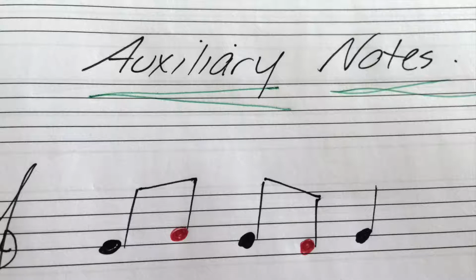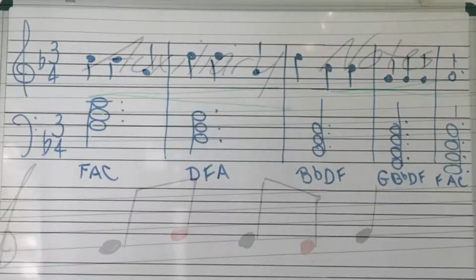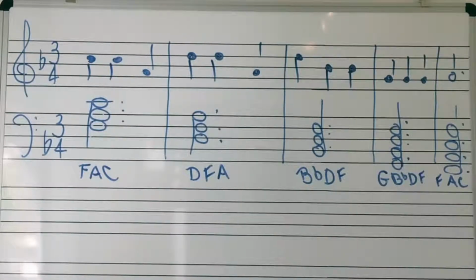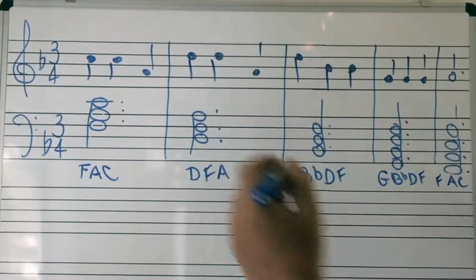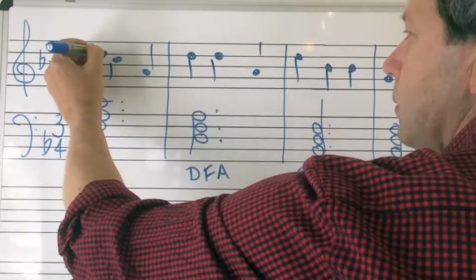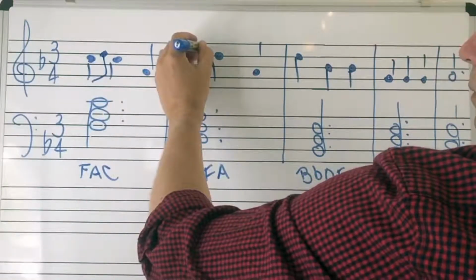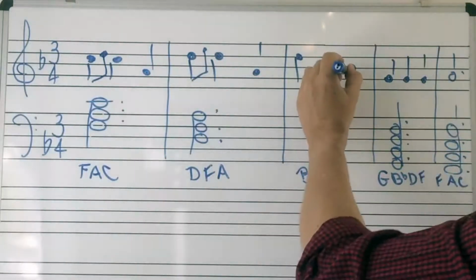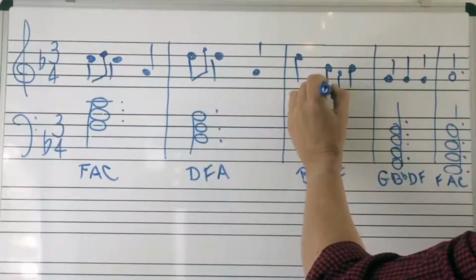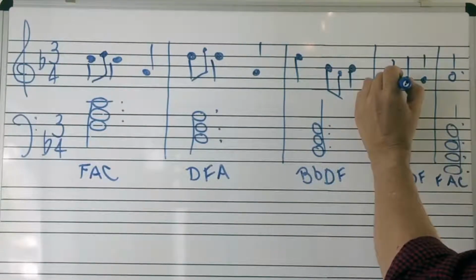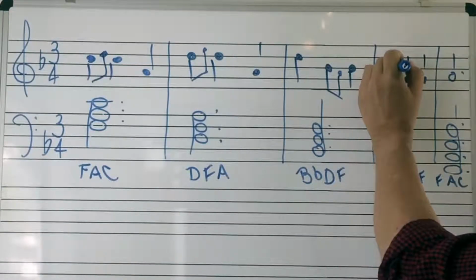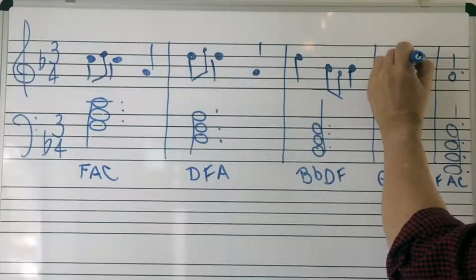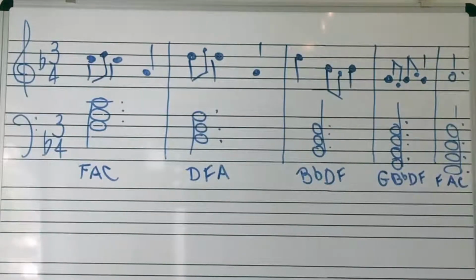Firstly, I'm going to add some auxiliary notes. Auxiliary notes occur between two consecutive notes of the same pitch. So I'm now looking for some repeated notes. In fact, we have repeated notes in bars 1, 2, 3, and 4. Auxiliary notes occur between the two repeated notes, and they are one step either above or below the repeated pitch. It's the composer's choice which way we go, either one step above or one step below. Okay, that just about does it for auxiliary notes.